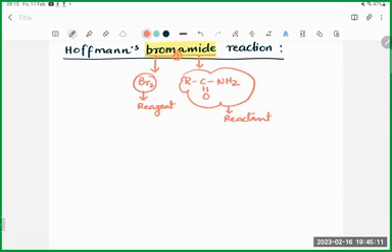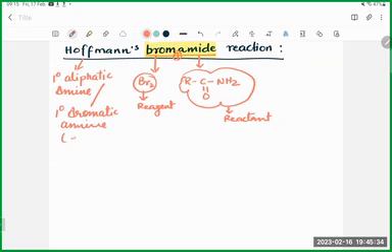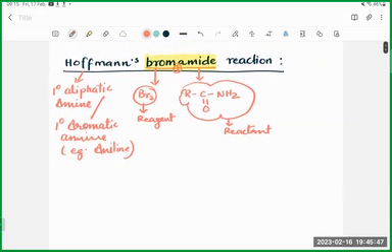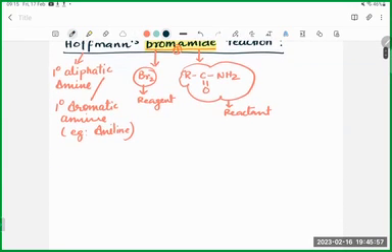Correct. So the Hoffmann bromamide reaction helps us get primary aliphatic as well as primary aromatic amines. For aromatic, we have only one compound, for example aniline, to be studied. You don't have much in this. Is this clear? Is the information enough? Yes, ma'am. Good. The next question is why it is called the degradation reaction. So let's see the reaction, then we'll talk about the degradation topic.